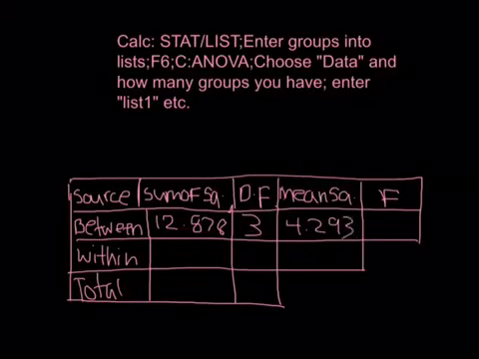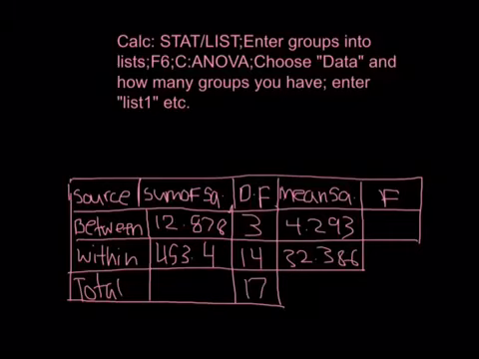And for the within values, you would look under error, and the degrees of freedom would be 14. The sum of squares would be 453.4, and then the mean square would be 32.386. And then the totals are just the sum of squares columns added together, and then the degrees of freedom columns added together. So it would be 17 for degrees of freedom and 466.278 for the sum of squares.